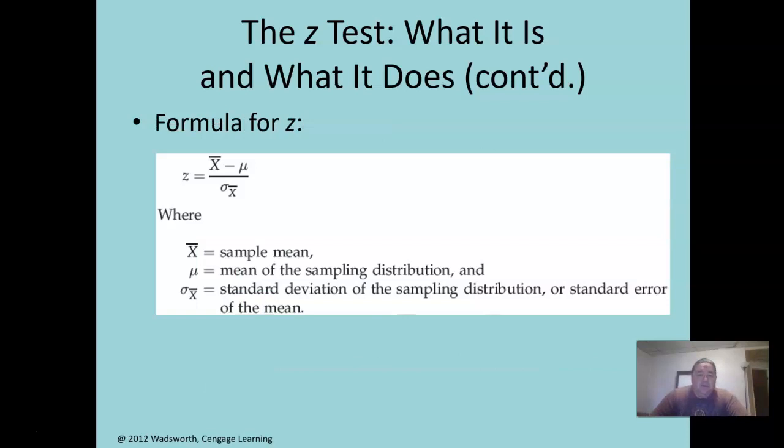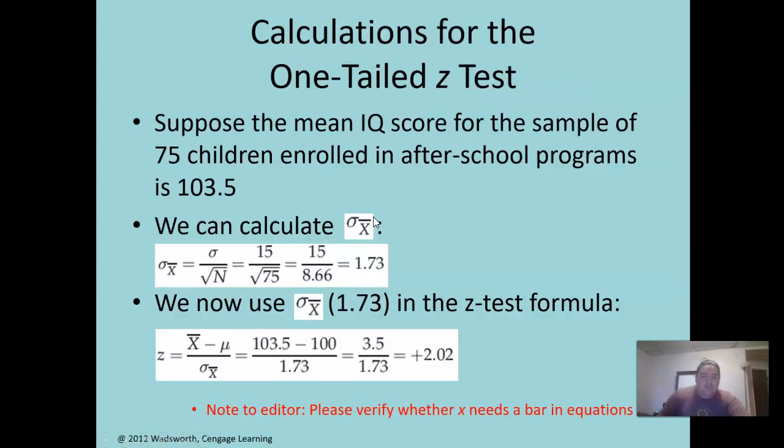The formula for z is x bar, which is the mean of x, minus mu, over the standard deviation of the sampling distribution, so sigma x bar. Usually, anything that you're going to work on in this class, you're going to be given most of this information, so it's not stuff that you usually have to figure out. However, if you do need to figure out, for instance, sigma x bar, here's the formula: sigma, the standard deviation, divided by the square root of the sample size.